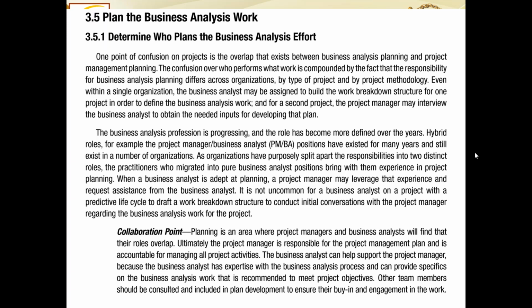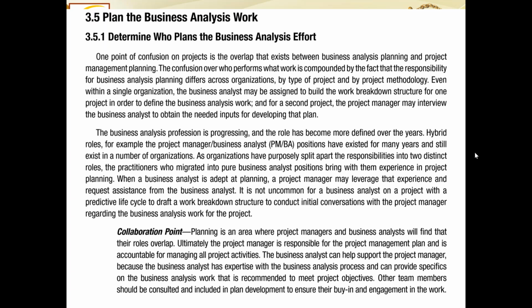Business analysis profession is progressing, and the role has become more defined over the years. Hybrid roles, as we were discussing, like project manager cum business analyst positions, have existed for many years and still exist in a number of organizations. As organizations have purposely split apart the responsibility into two distinct roles, the practitioners who migrated into pure business analyst positions bring with them experience in project planning. When a business analyst is adept at planning, a project manager may leverage that experience and request assistance from the business analyst.